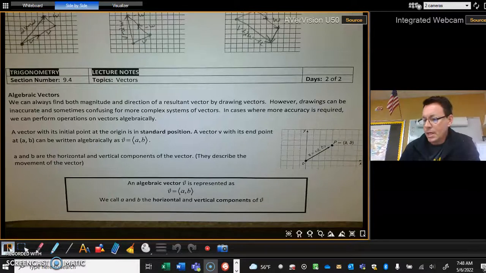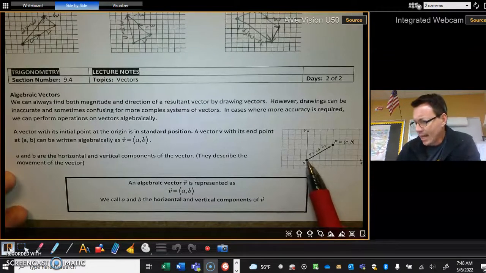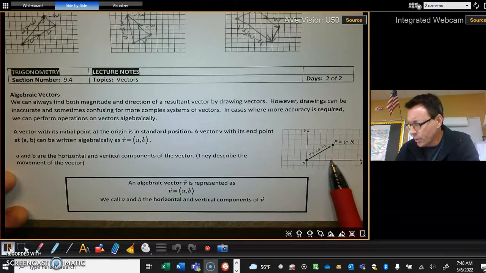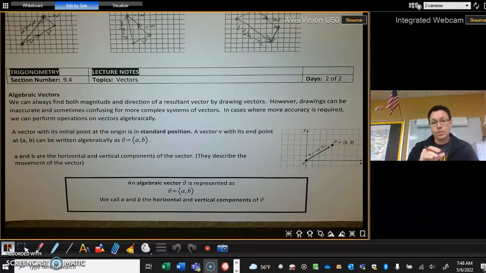Hey guys, yesterday we were taking a look at vectors geometrically, and today we're going to look at them algebraically. So here's an example of a vector that we would have drawn yesterday. Last class, whenever I drew these, I would count 1, 2, 3, 4, and then 1, 2, 3 to figure out how the vector was moving, and then I could translate that onto the grid.